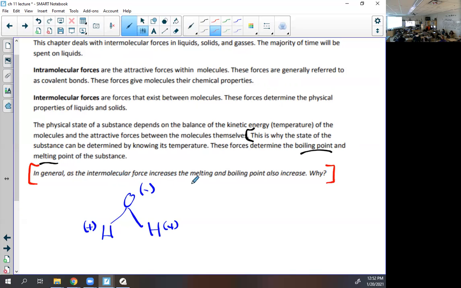In general, they increase the melting point and the boiling point increases. Say it again, Fabian, loud and proud. Because of how strong the intermolecular forces are, it needs more heat to separate them. Don't say pressure, just say heat, because pressure would push them together. So the greater the intermolecular force, the stronger they're holding together. The stronger they hold together, the more temperature you need to break them apart.